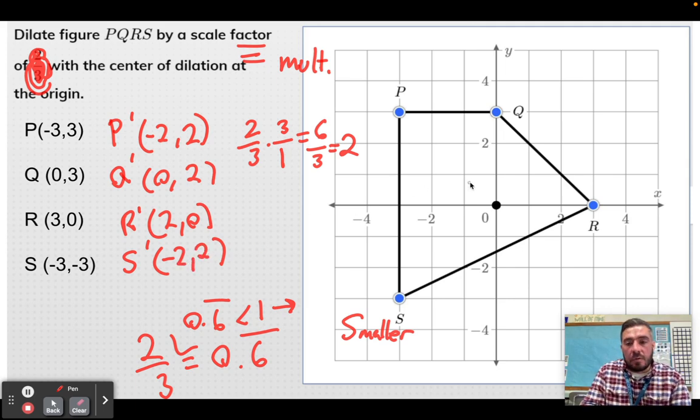So now I go ahead and graph it, and hopefully it stays smaller here. I go -2, +2, put a dot, call that P prime. Then I have 0, 2, looking good so far, got smaller. This is Q prime. And then over here I have 2, 0. So far so good, that's R prime. And now the last one is -2, +2. Wait a second, I have that point already.